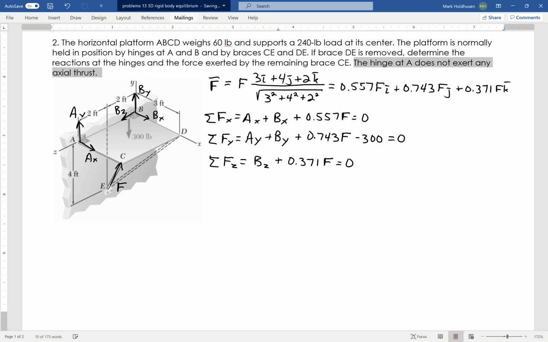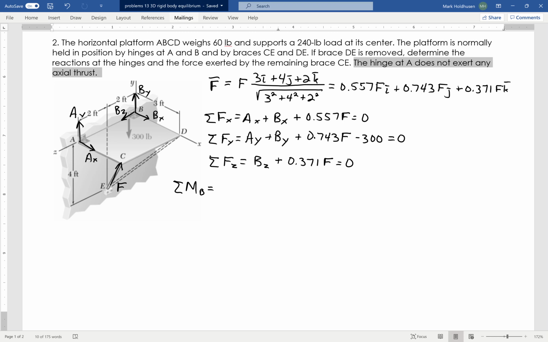So I've got 6 equations, 3 unknowns. Obviously, this is not going to cut it. So what I'm going to do is sum the moments, and I'm going to sum the moments about B because I've got the most unknowns at B. Okay, I don't have any couple moments I need to worry about. All of the B values go to 0. They don't create any moments. So all I have are the forces at AX, AY, F, and the 300.